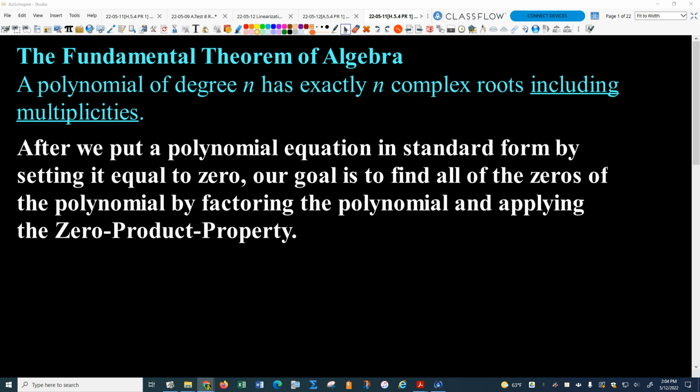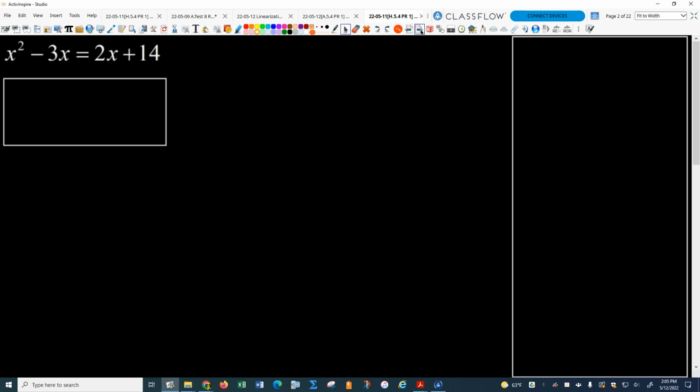So really what we're doing is the same stuff we did last unit. We're going to always put our polynomial equations into standard form by setting them equal to 0, and then our goal is to find all the zeros of that polynomial equation by factoring, okay? And so we have to extend what we did last time to bigger polynomials. Let's do a quick review of Unit 4 stuff, so we can have a firm foundation, good footing going into this next stuff.